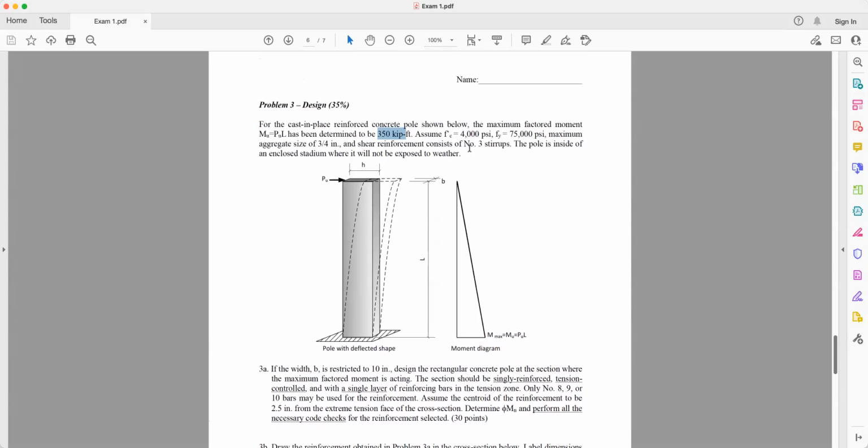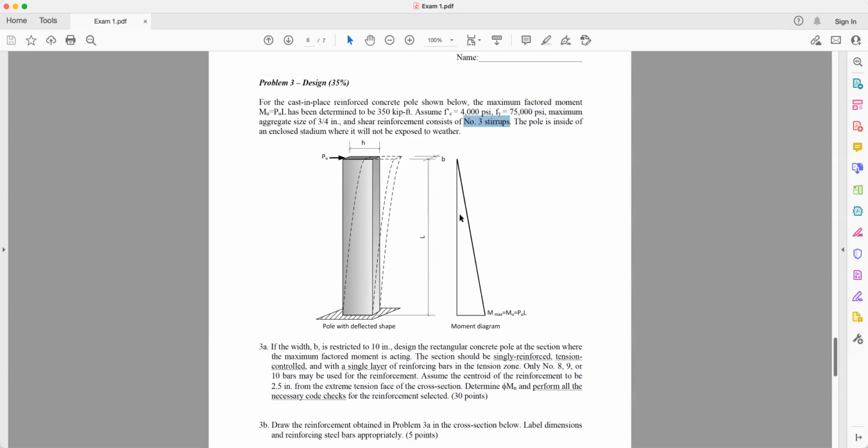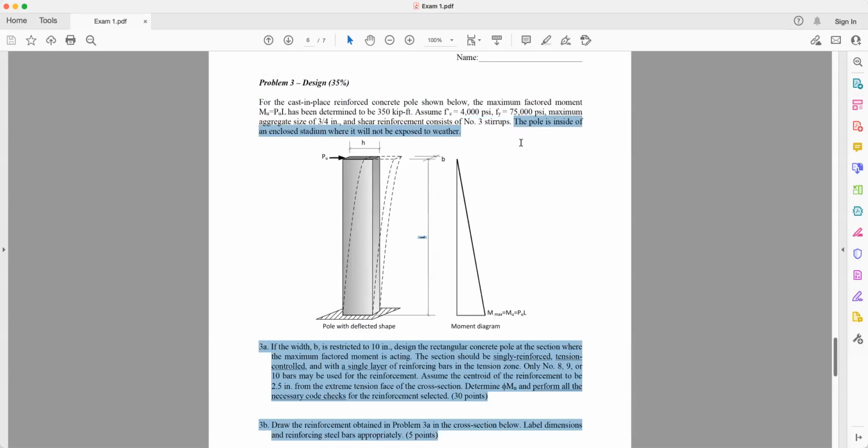So what is this asking you to determine? Assume f'c is 4 ksi, yield strength 75 ksi, okay? Be careful, yield strength changes from grade 60 to 75. Maximum aggregate size 3/4, shear reinforcement consists of number 3 stirrups, the pole is inside of an enclosed stadium, so it will not be exposed to weather. It means you have to find the concrete cover according to interior exposure.